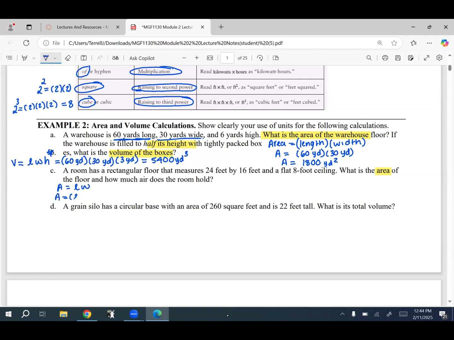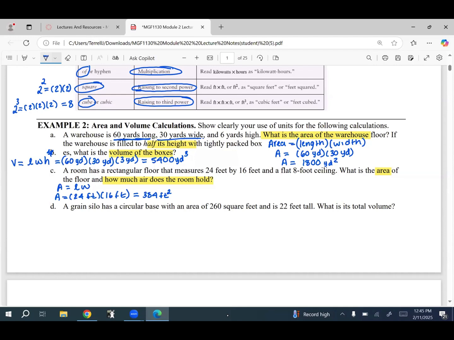Area is 24 feet times 16 feet. So if you multiply that, you should get 384. And what would the units be here? Feet squared. Remember, feet times feet is feet squared. So that's my area. And then it asks another question. It says, how much air does the room hold?